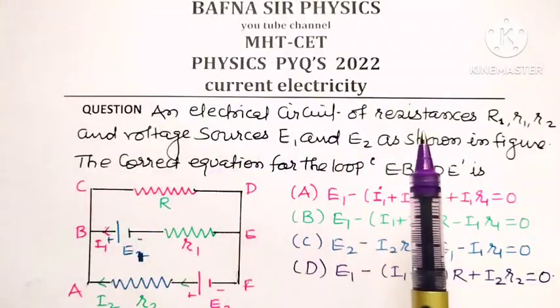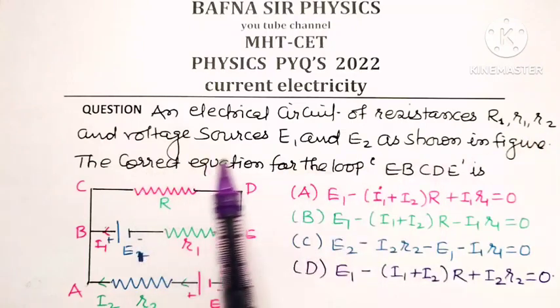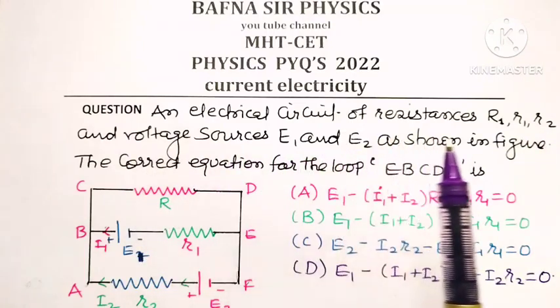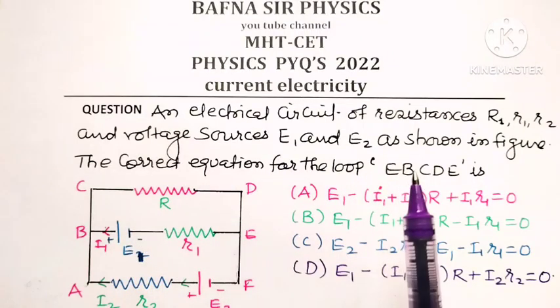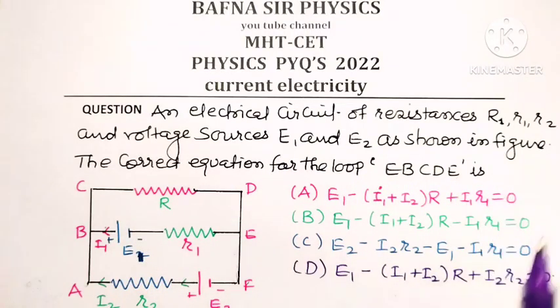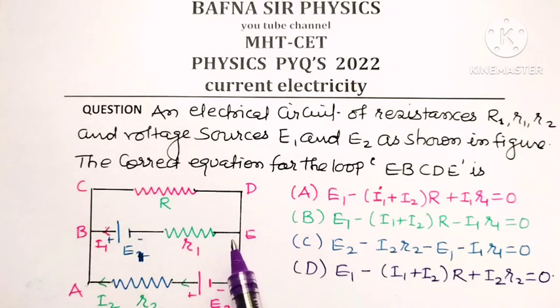An electrical circuit of resistance R, R1, R2 and voltage sources E1 and E2 is shown in the figure. The correct equation for the loop E, B, C, D, E. So, we are given the loop E, B, C, D, E, and for this loop we have to write down the correct equation. Now, this is based on Kirchhoff's voltage law.